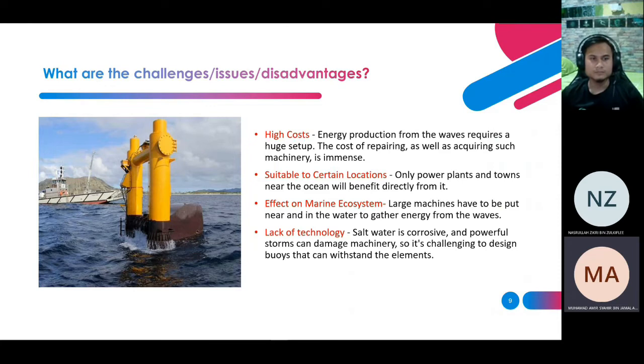Okay, the fourth, lack of technology. Salt water is corrosive and powerful storms can damage machinery, so it's challenging to design buoys that can withstand the elements, unlike solar panels or wind turbines on roofs and hills. Also, it is more challenging to install and repair, requiring boats and crews. Okay, that's all from me.